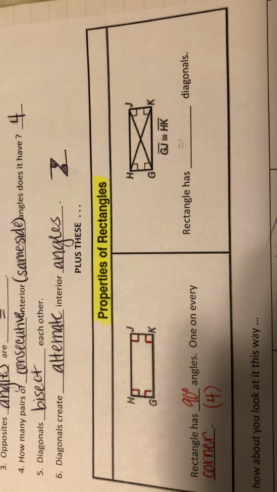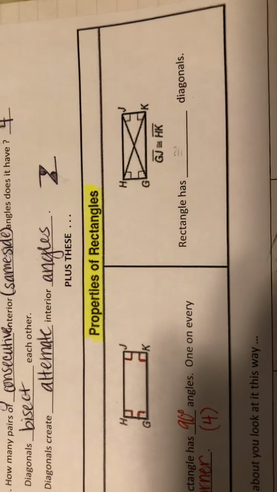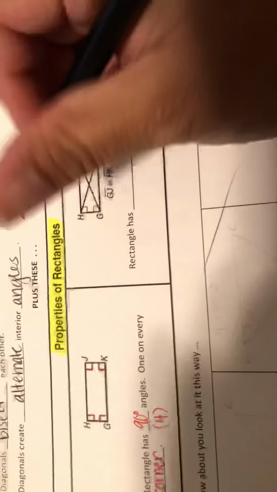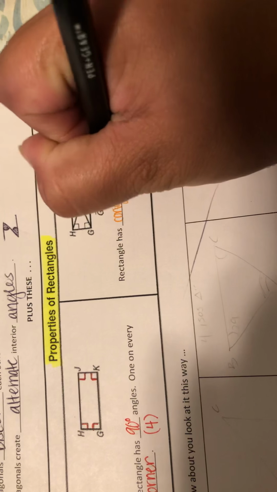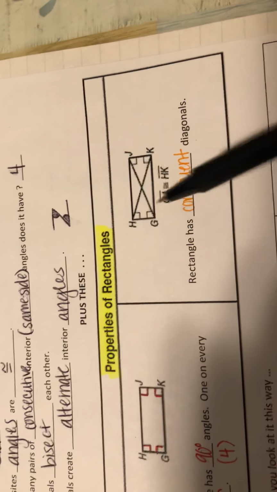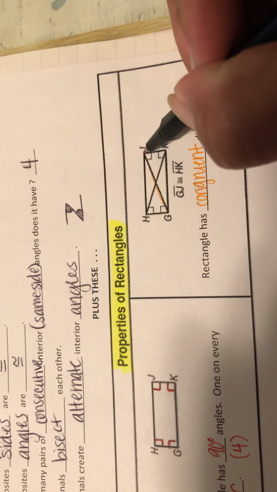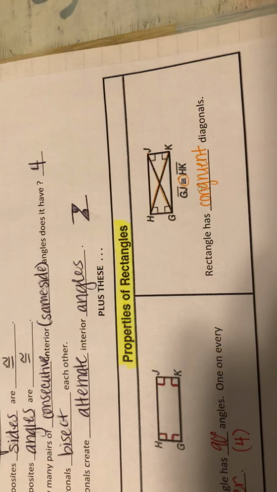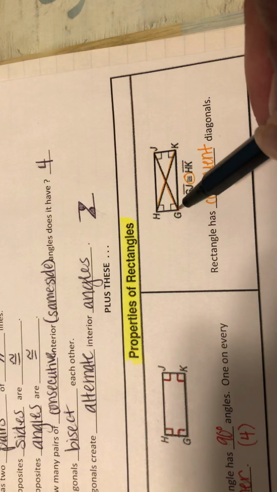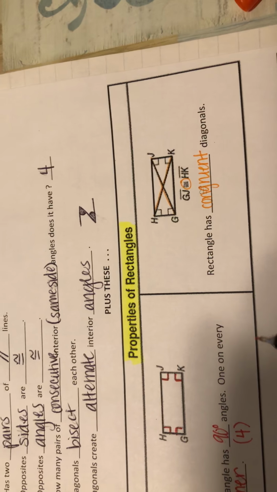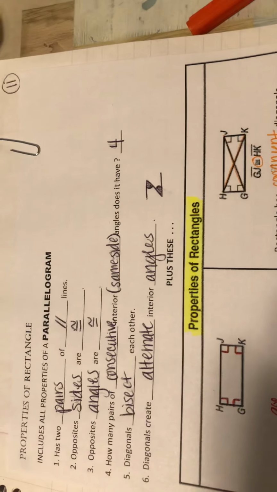It says a rectangle has congruent diagonals. Congruent diagonals. Now, this is something new. We haven't seen this yet in parallelogram or in the rhombus. It has congruent diagonals. Now look at this. Look at what it actually says. GJ is congruent to HK. Okay, that means that the distance from G to J is the exact same distance from H to K. That's something new, right, for the rectangle. So it can be very, very helpful.